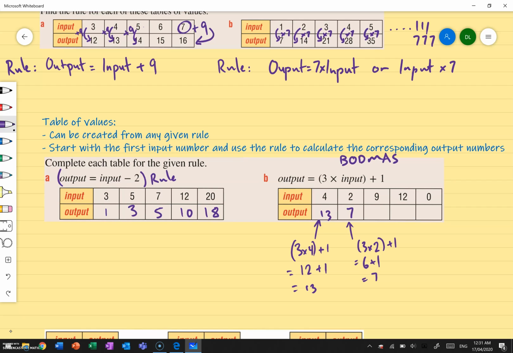And you get the idea. So this one over here, well, 3 times my input, which is 9, plus the 1, gets me an answer of 28. And then this one would be 37, and this one would be 1. This one is 1 because it's 3 times my input, which is 0, plus 1. 3 times 0 is 0, so 0 plus 1 gives me 1. Alright, so that's how we do something like that.